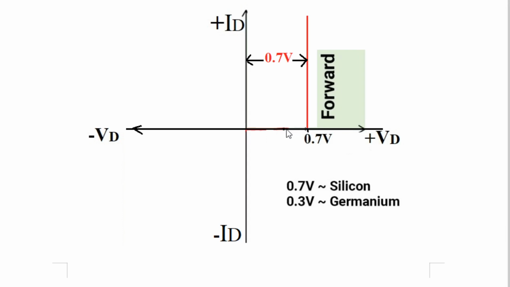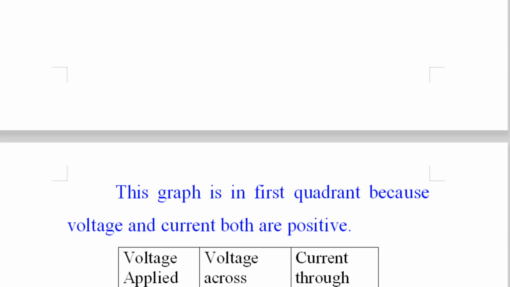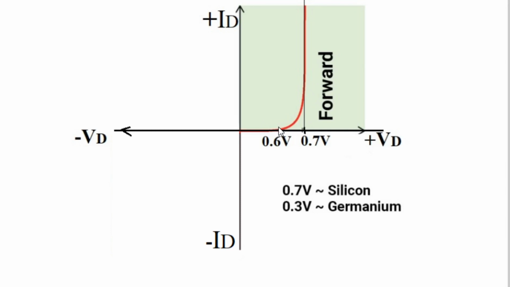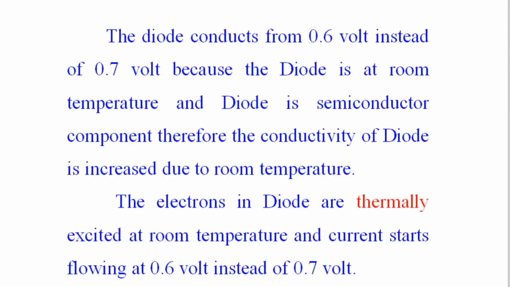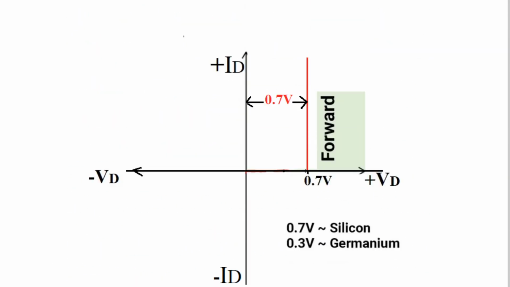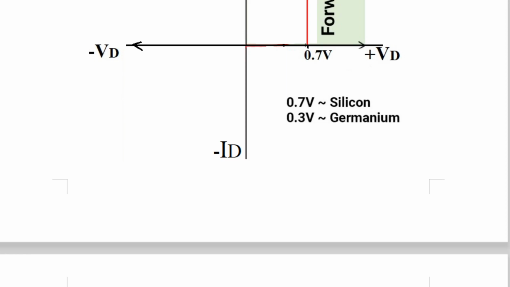Practically, from 0.6 volt only the current starts flowing, as shown in the practical diagram. Here in the practical diagram you can immediately notice that from 0.6 volt the current started flowing, and in the ideal case from 0.7 volt only. That is the ideal characteristics of a PN junction diode. The ideal thing is imaginary. It is not possible in real life or the real world. So this is the practical one.